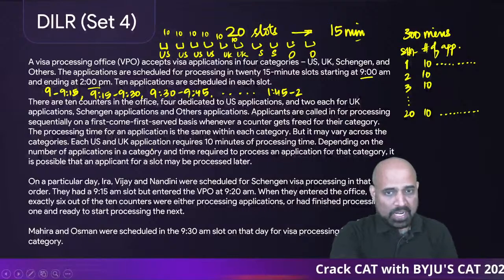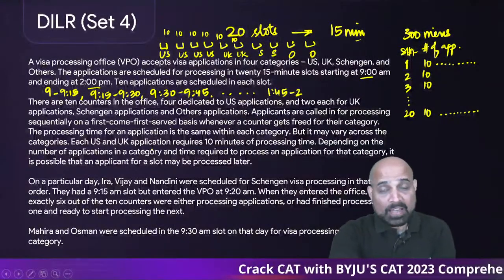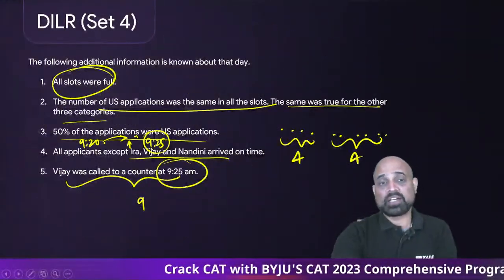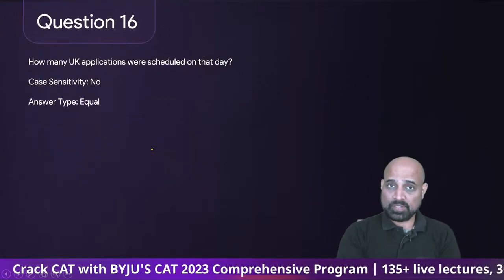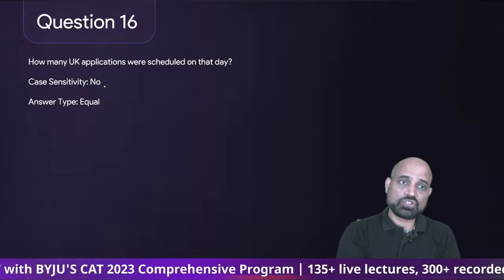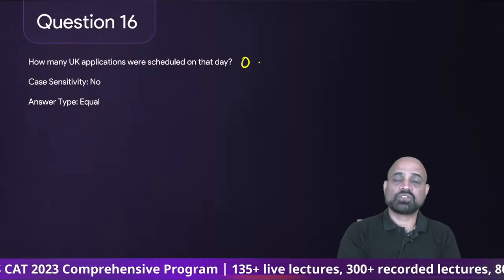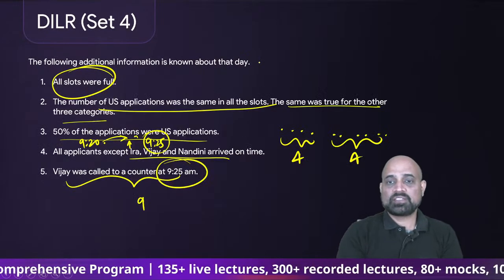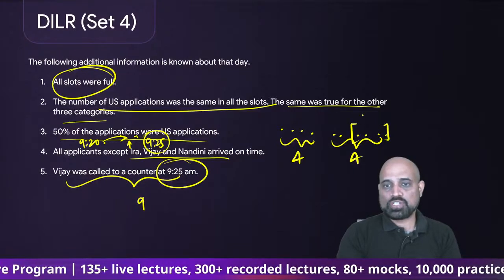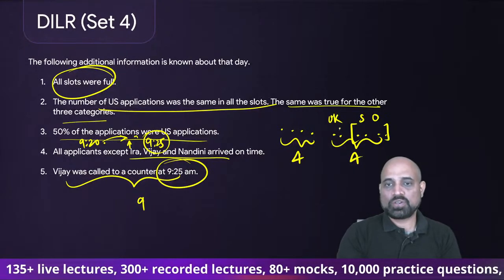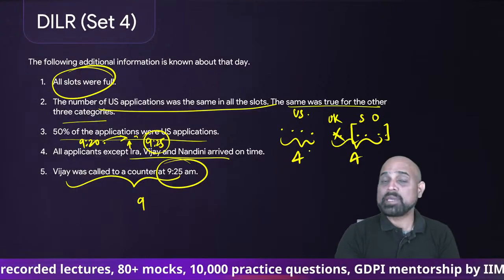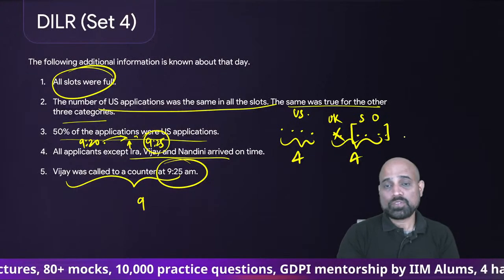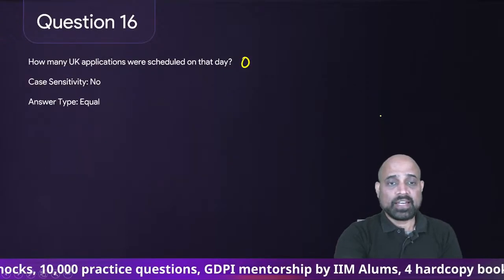Maybe some part is missing, or maybe I'm not able to understand something, but I tried this. And since the answer key was released yesterday, I also saw that the answer for this is 0. Which means these 4 are both for Schengen and others, there is none for the UK, because the US has 4, and maybe the US has 3 and the rest are the others, right?